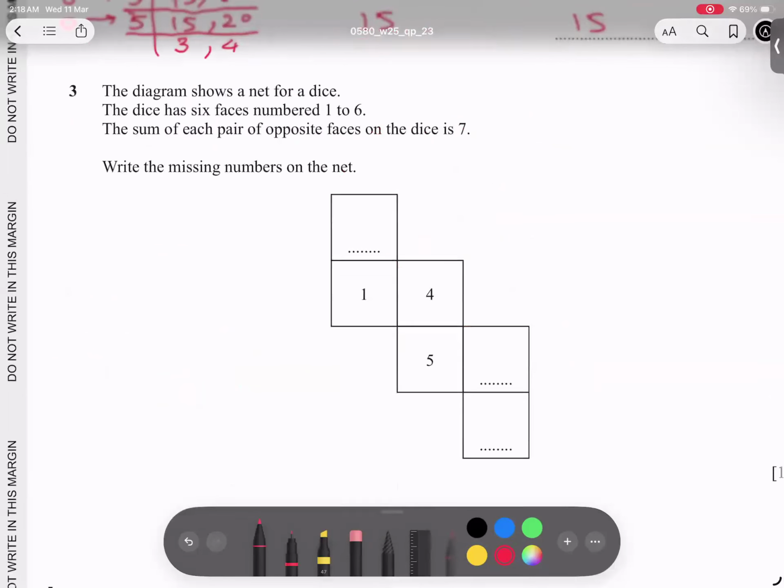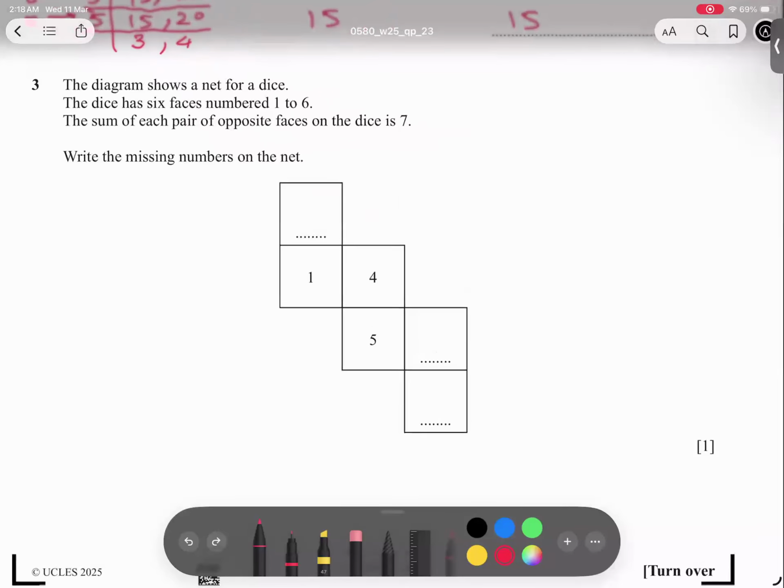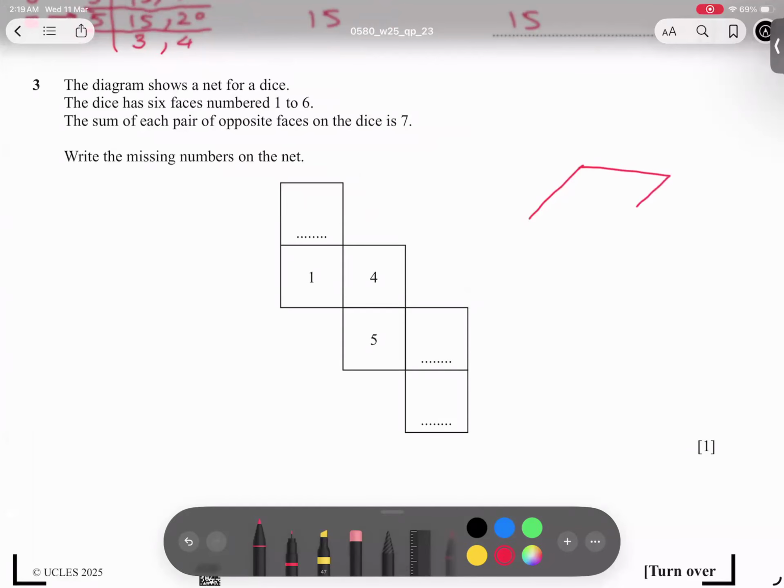Next question we have: the diagram shows a net for a dice. A dice has 6 faces, 1 to 6. The sum of each pair of opposite faces is 7. So if you add opposite faces, you must get 7. Now we have to check how the sum of each pair of opposite sides is 7. So how can we find it? The best technique is a little bit hard for the teacher to explain even, so I try to give you an idea like this.